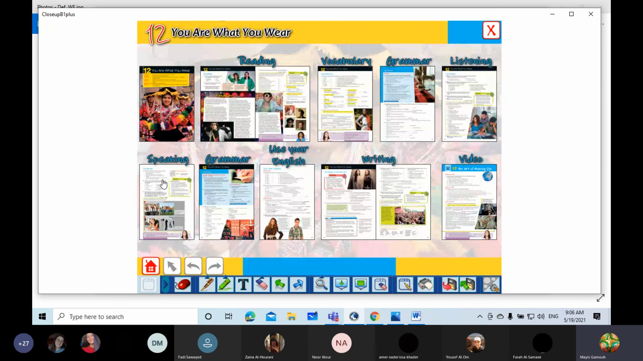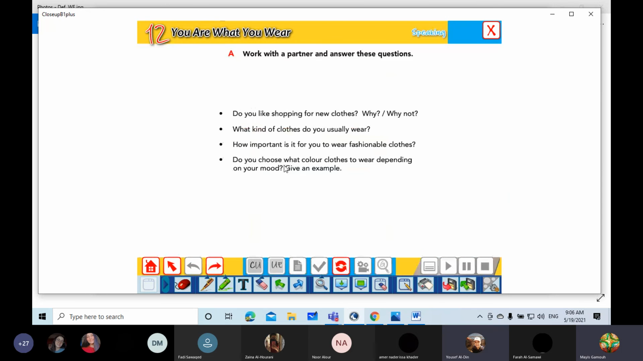For the speaking lesson for tomorrow, we have questions. Do you like shopping for new clothes? Why or why not? What kind of clothes do you usually wear? How important is it for you to wear fashionable clothes? Do you choose what color clothes to wear depending on your mood? Give an example.